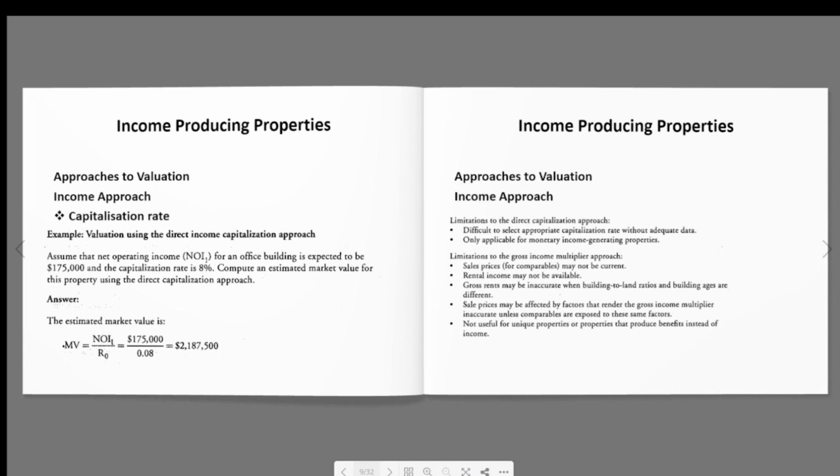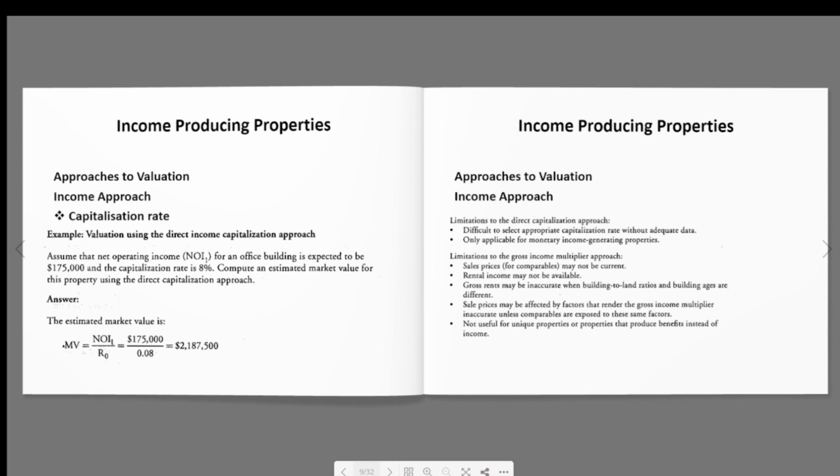Let's look at limitations to the direct capitalization approach. It's difficult to select an appropriate capitalization rate without adequate data. It's only applicable for monetary income generating properties.